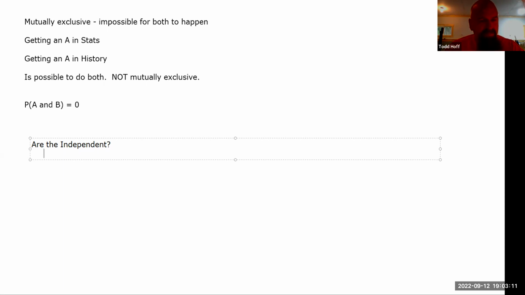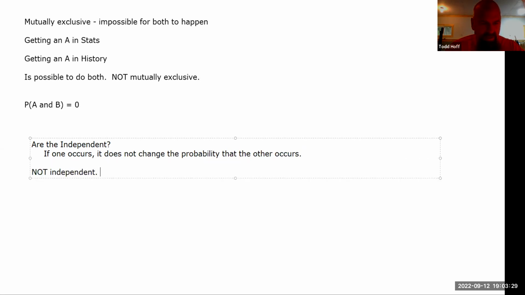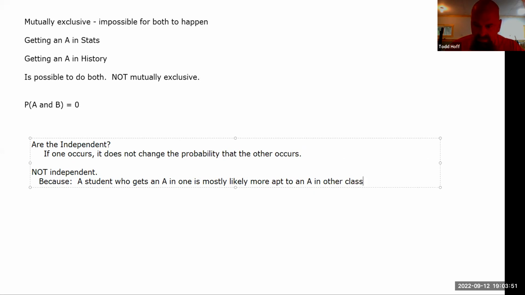To be independent, if one occurs, it does not change the probability that the other can occur. I would argue in this case that they are not independent because a student who gets an A in one class is more apt to get an A in other classes, just because an A student tends to be a pattern of hard work and study habits and stuff like that. So I would say in this case, they're probably not independent.